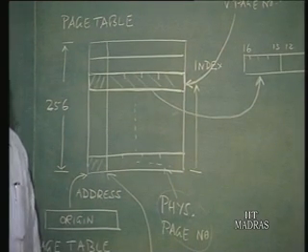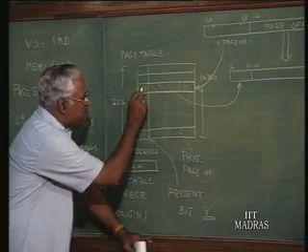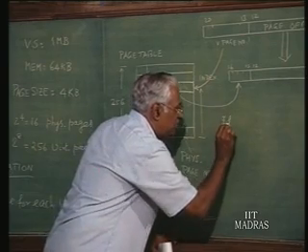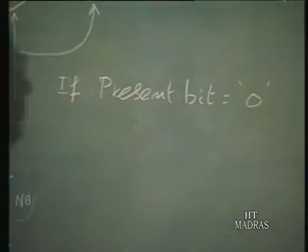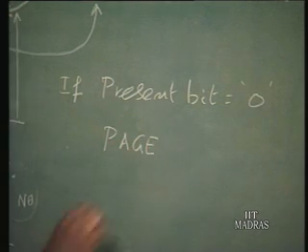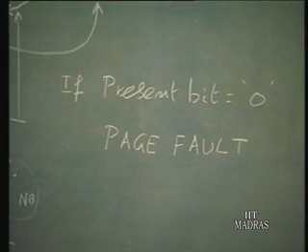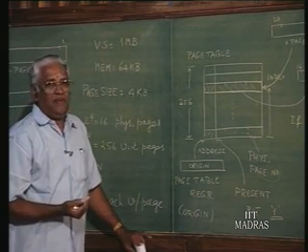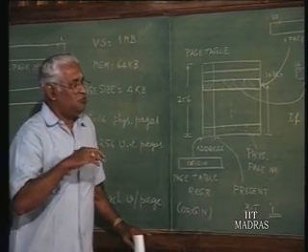Now, we say the page is available in the memory. If the page is not available, this present bit will be 0. So, we can note that if the present bit is 0, basically it means it is not present. In other words, a page fault occurs. Meaning the virtual page is not available in the physical memory, but where is it available then? It is available in the disk, it is not in the main memory. So, a page fault occurs.